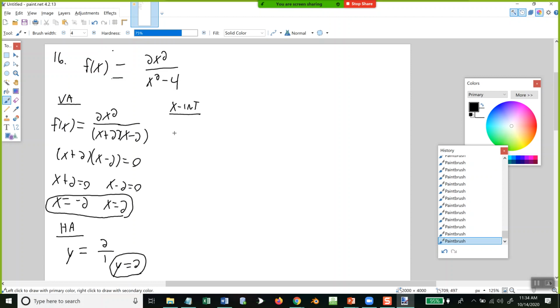Another thing we want to find is the x-intercept. To find the x-intercept, you always plug 0 into the other variable. So to find the x-intercept, we're going to plug 0 in for y. So 0 is equal to 2x squared over x squared minus 4. Now, if I multiply both sides by x squared minus 4, I'd get 0 is equal to 2x squared. Divide both sides by 2, and I get x squared equals 0, which gives me x equals 0. And if I were to think of zeros, it'd have a multiplicity of 2.